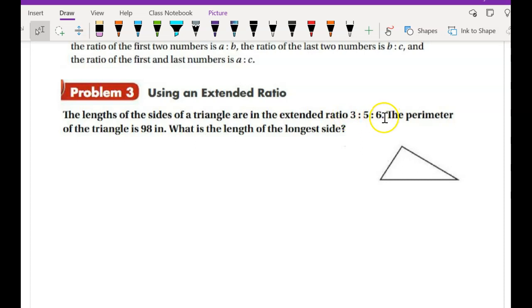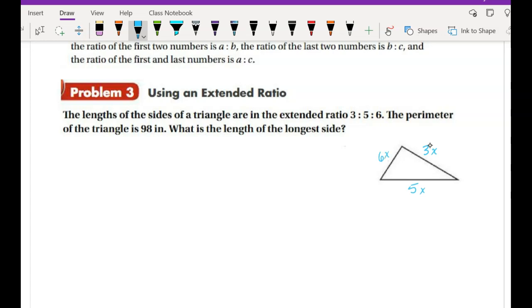That's right, 6. How do I know it's longer? Well, it has the biggest number. So I always find it helpful to sketch out a little triangle, and it doesn't matter where I put the numbers, as long as I am aware of which one is the longest side. So I may put it, this is 3x, this is 5x, and this is 6x.